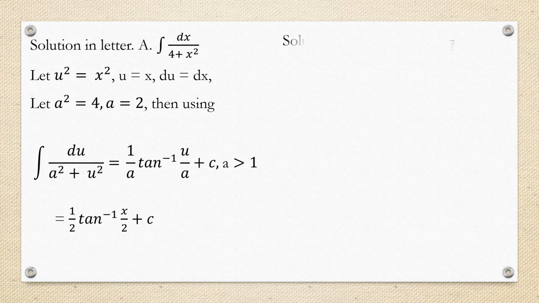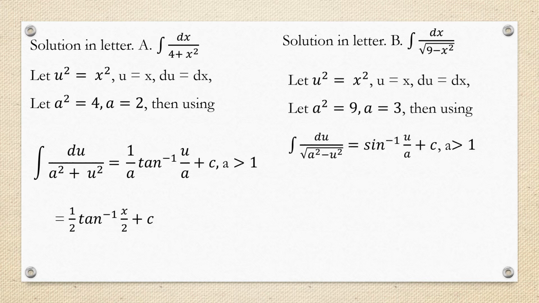Let us proceed now to the solution for letter B. We are given the integral of dx over the square root of 9 minus x squared. First, let us identify our u squared, which is equivalent to x squared. Then u is equivalent to x. The derivative of u is du, and the derivative of x is dx. Another one, we have to find our value of a squared, which is 9, and the value of a, which is equivalent to 3.